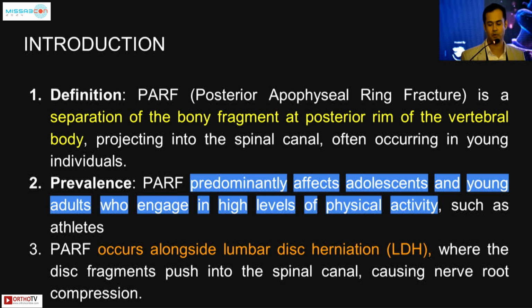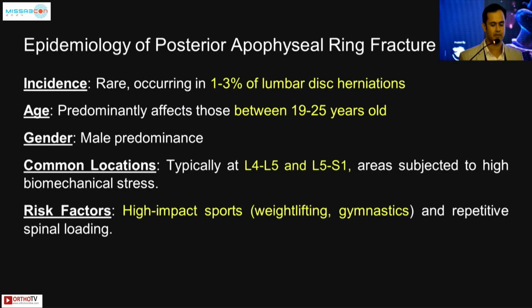It's a separation of the bony fragment at the posterior rim of the vertebral body, which projects into the spinal canal and causes claudication symptoms. This is often seen in young individuals. It predominantly affects adolescents and young adults who engage in high levels of physical activity. PRAF lesions are generally seen in association with lumbar disc herniation.